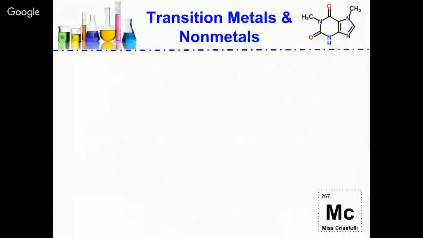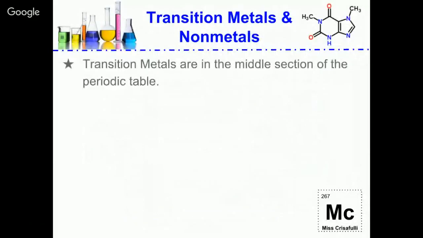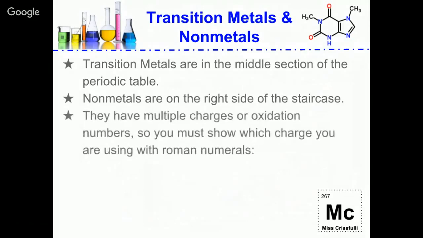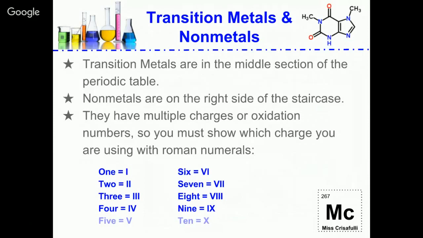Now, what about transition metals and nonmetals? Transition metals, remember, are in the middle section of the periodic table, so groups 3 through 12. And nonmetals are on the right side of the staircase where your metalloids are found. They're to the right of that. They have multiple charges or oxidation numbers. So you must show which charge you are using with Roman numerals. So here are your Roman numerals. You need to memorize what they are, because if you're ever given a formula, you need to know what that Roman numeral charge stands for.